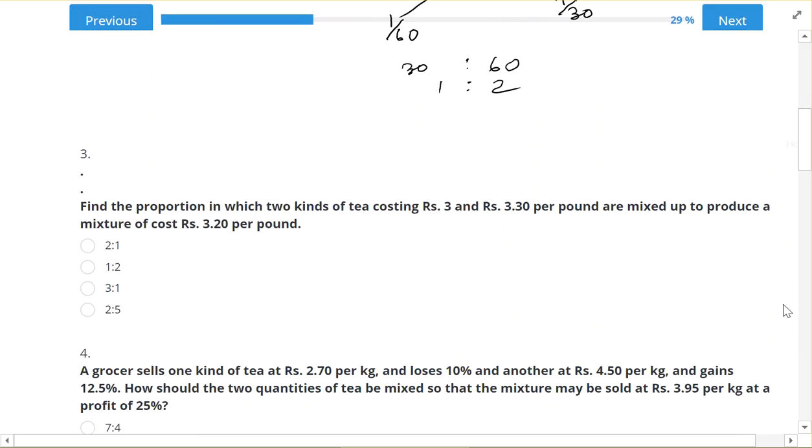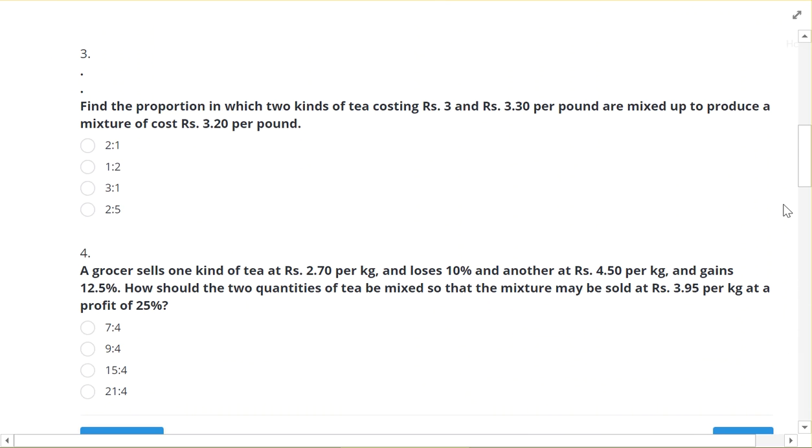Find the proportion in which two kinds of tea costing 3 and 3.30 per pound, 3, 3.30, are mixed, the mixture is 3.20. It is 0.20 difference, it is 0.10. The ratio is clearly 1 is to 2. Easiest question of the mock.